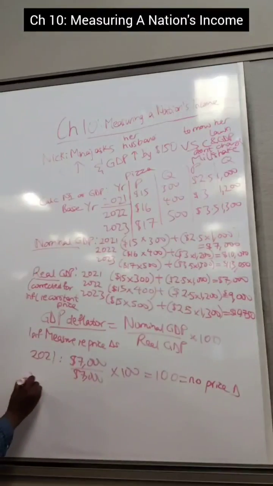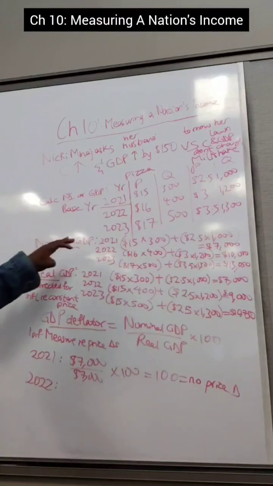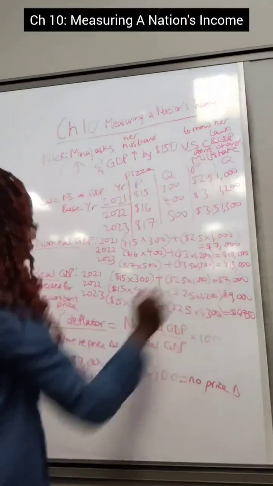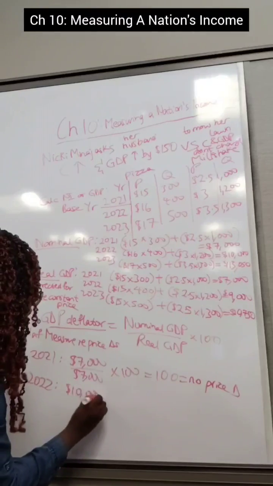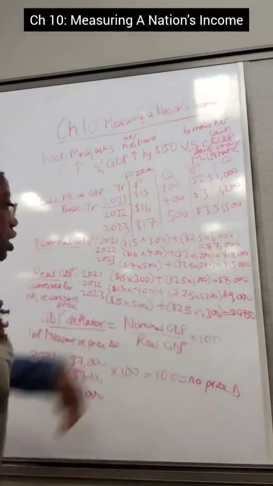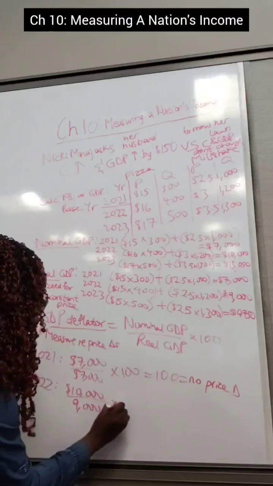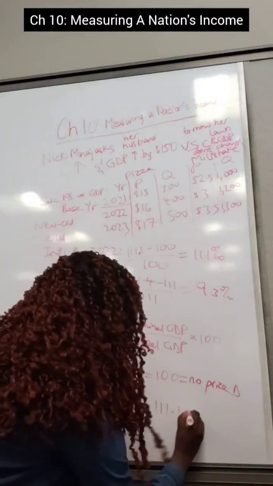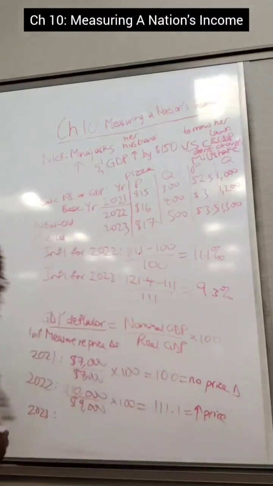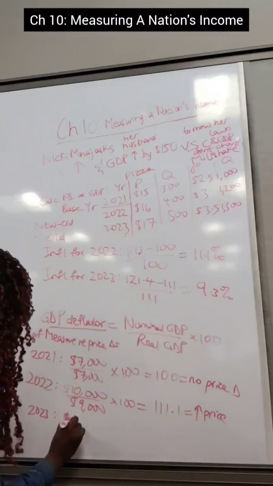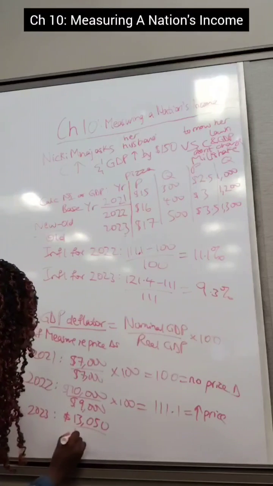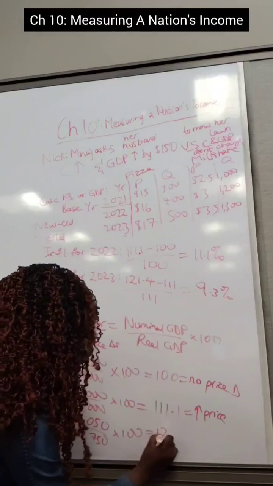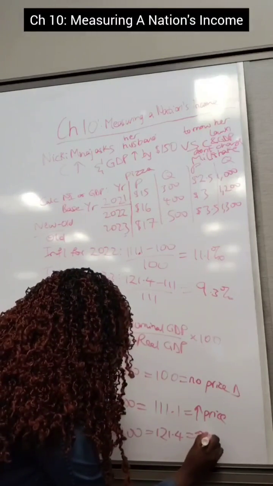So when you have a value of 100, it simply means there is no price change. Okay. How about for 2022? Is there a price change? Yes, and most likely it's going to be an inflation because the prices of things have increased. But let's see. Nominal GDP, $10,000 divided by real GDP for 2022, that is $9,000, times 100, that is going to give you about 111.1, which is greater than 100, so therefore there is an increase in price. How about for 2023, which is 13,050 divided by 10,750 times 100, that is going to give you 121.4. Again, further increase in price.